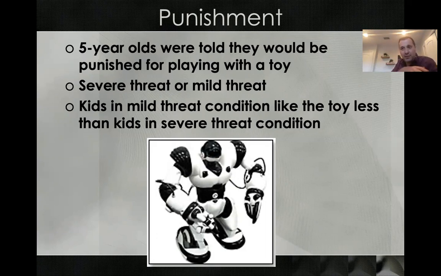So again, what this is showing is that these harsh punishments aren't really that effective, that milder forms of punishment tend to be more effective. In part because it's the milder form of punishments that leads people to internalize these ideas, whereas the severe forms of punishment don't.